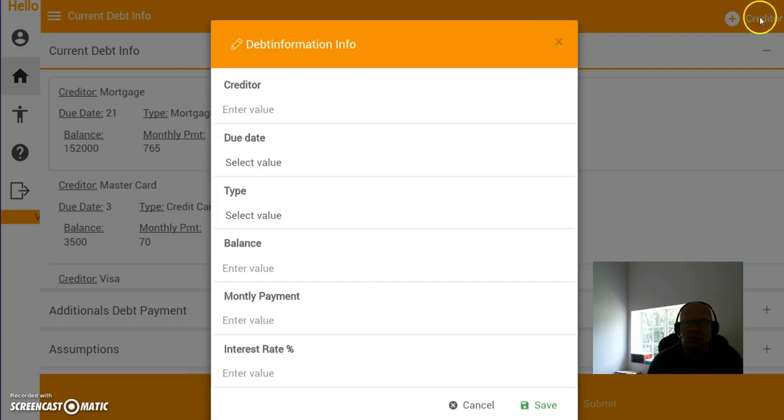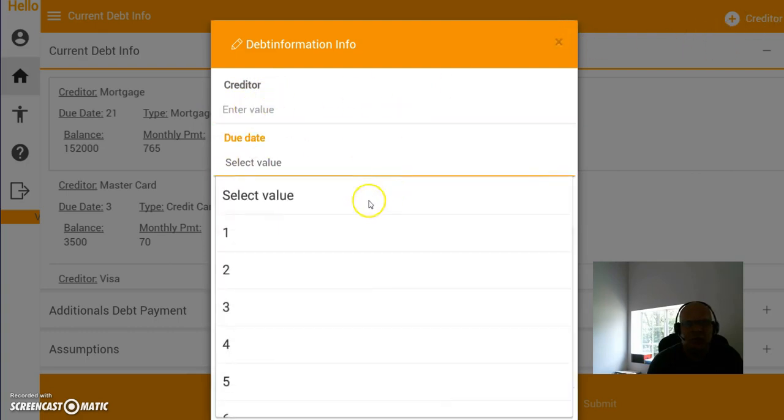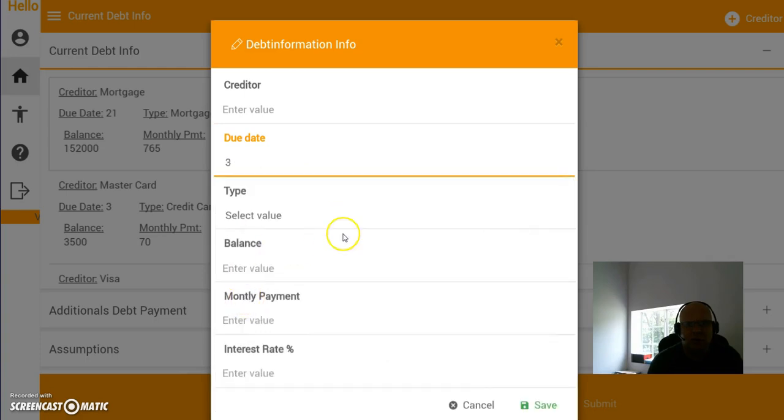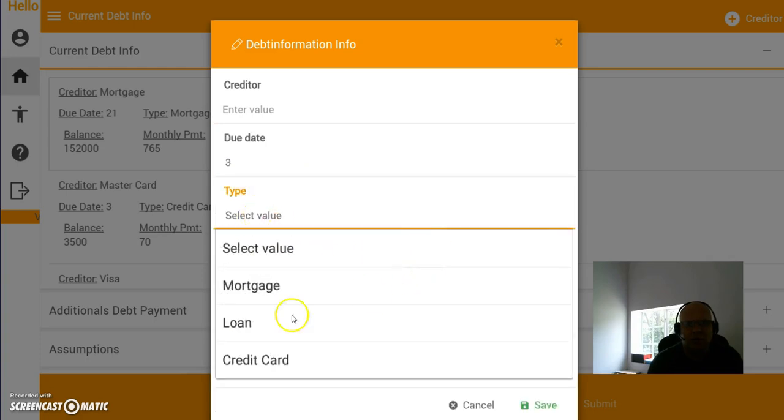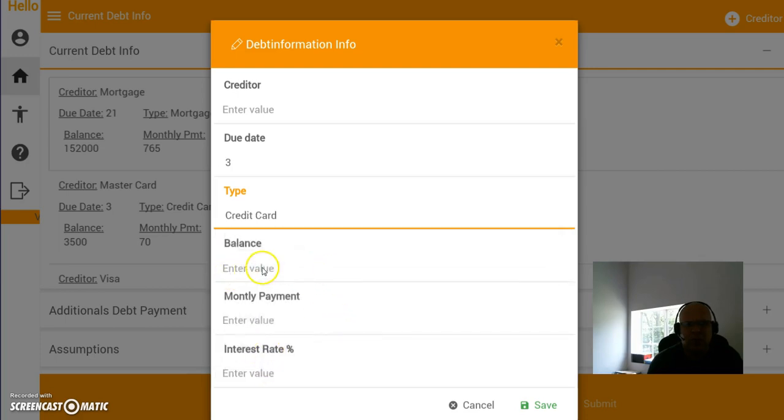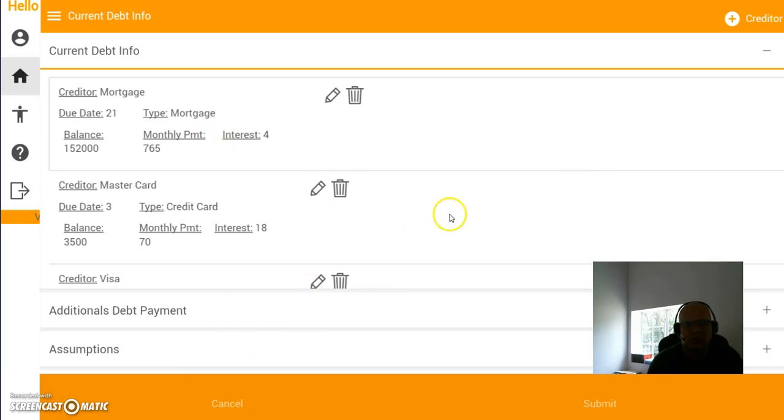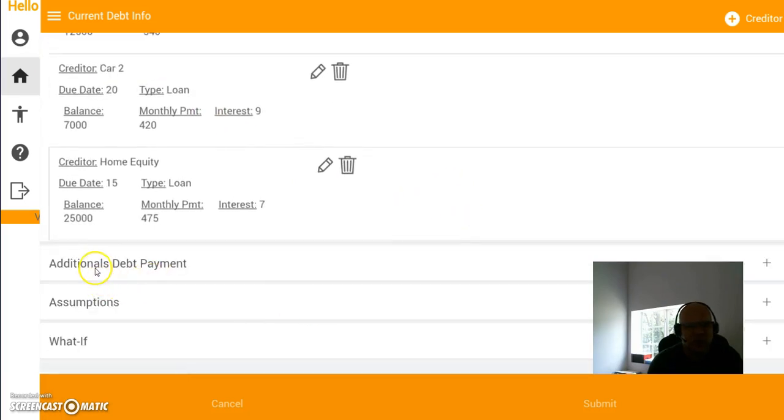So if you just go up there to creditors, pop up that, you're going to enter your creditor here. Your due date actually has numbers that you can choose for the date, and then your type of loan, you're going to choose mortgage, a regular loan, or a credit card. You're going to enter your balance, your monthly payment, and your interest rate, and then you would hit save. You would do this for each one of your creditors until you had this built.